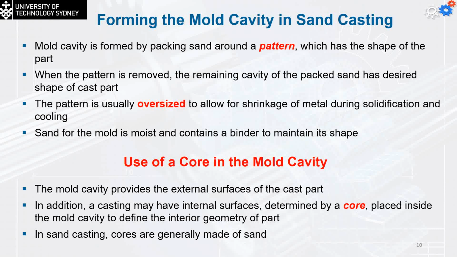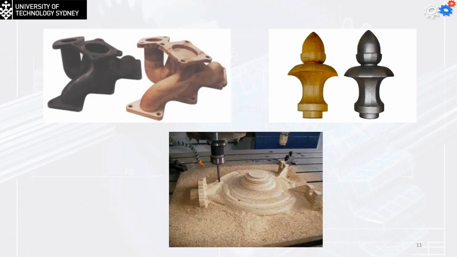So these are examples of patterns. This pattern is made of wood to make the duct part in the engine block. The pattern is usually oversized, so that after machining we get the actual part.